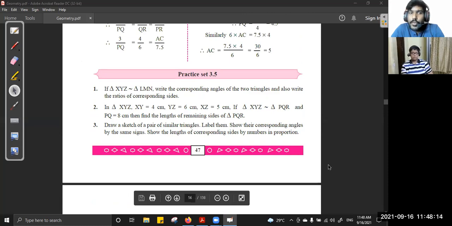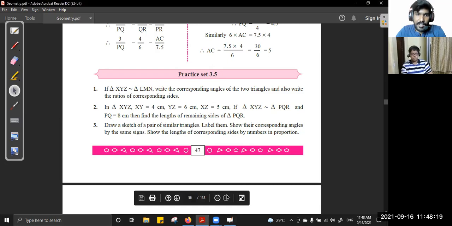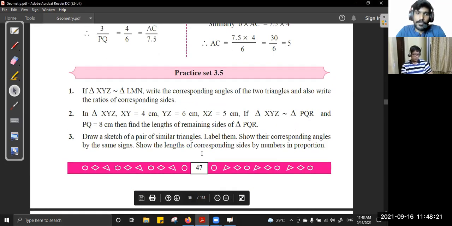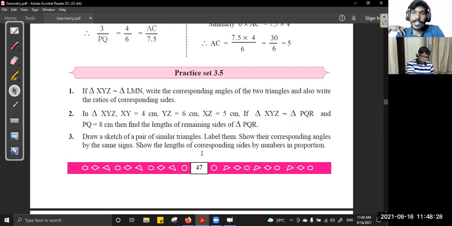Okay. Question 3 of this, can you do it for homework? It says, draw a sketch of a pair of similar triangles, label them, show their corresponding angles by the same signs, show the length of the corresponding sides by numbers in proportion. The numbers mean the lengths of the two triangles that you select. They have to be in proportion.